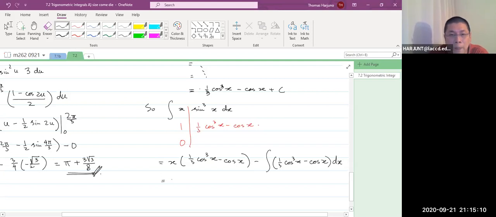My bad. So x cosine cube x over 3 minus x cosine x minus 1/3 integral of cosine cube x dx plus integral of cosine x dx. The last one is easy. That's just sine.